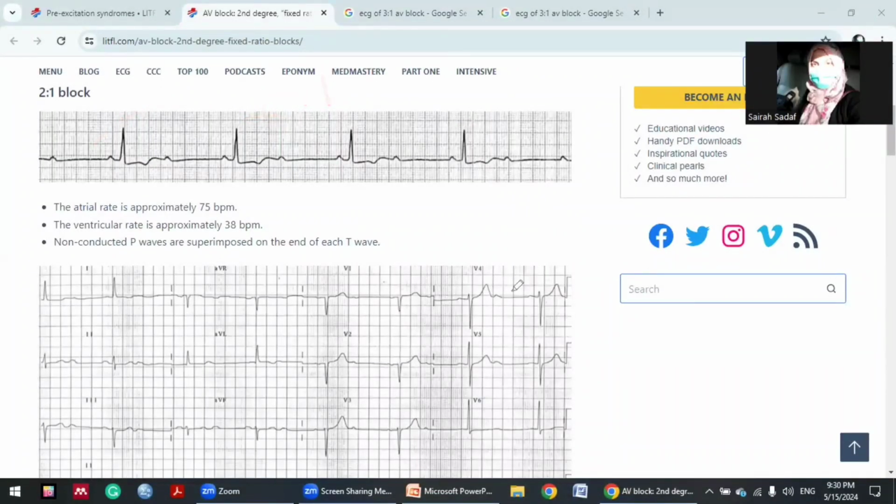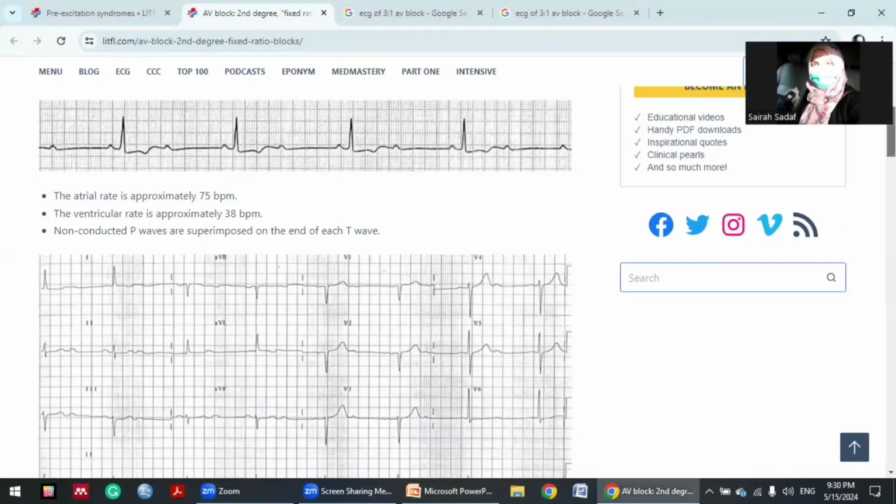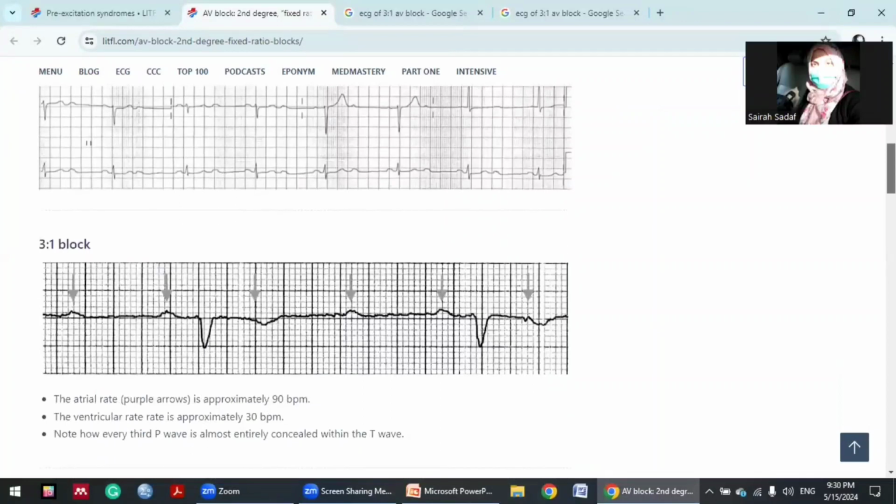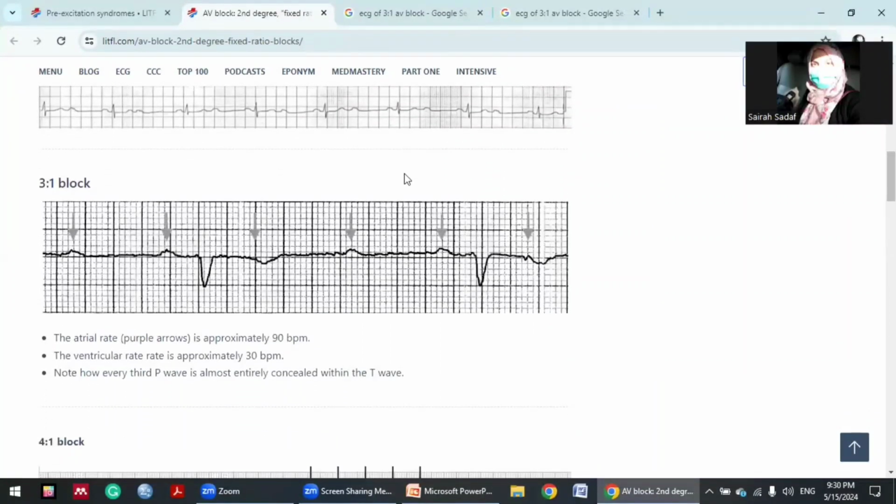Now 3-in-1. Let me show you a nice picture of 3-in-1. Okay, this is 3-in-1. There is a P wave, P wave, P wave, 3 P waves, and then there is 1 QRS complex. Now these changes are fixed. Every time there will be 3 P waves and 1 QRS complex.